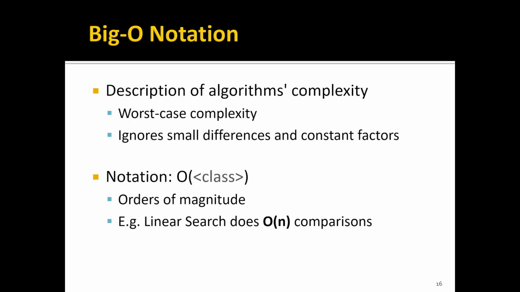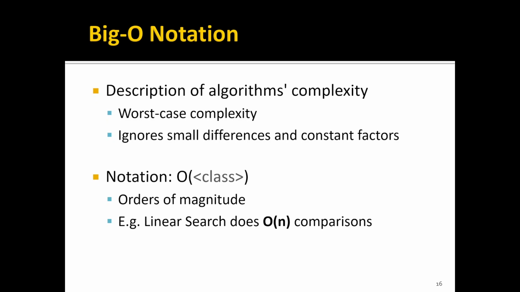Now the O here stands for order, as in orders of magnitude, and the class here is how much work the algorithm will do. If an algorithm has a Big O of order n, that means that as the problem size grows, the complexity of our algorithm will grow linearly with n. So if we have a list that's twice as big, we'll have to do twice as many comparisons. If the list is 10 times as big, we'll have to do 10 times as much work.